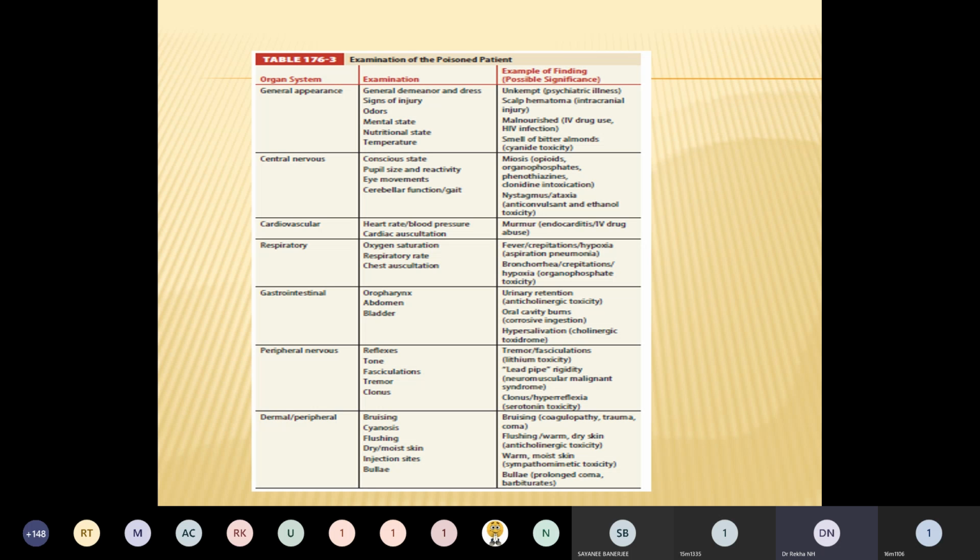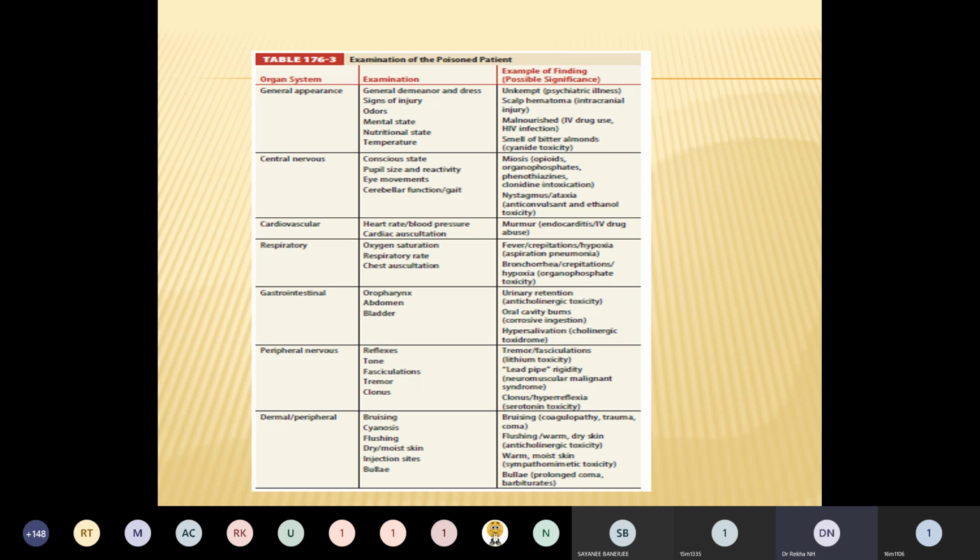Then we examine the GI system, mainly the oropharynx, abdomen and bladder, that is the lower abdomen. In the oropharynx, again we look for corrosive ingestion, corrosive burns and corrosive poisoning. In anticholinergic toxicity, the patient can have urinary retention, and the presence of hypersalivation is a cholinergic toxidrome. We also examine the nerves: peripheral nerves, reflexes, fasciculations and tremors. If lead pipe rigidity is there, it can be neuroleptic malignant syndrome.